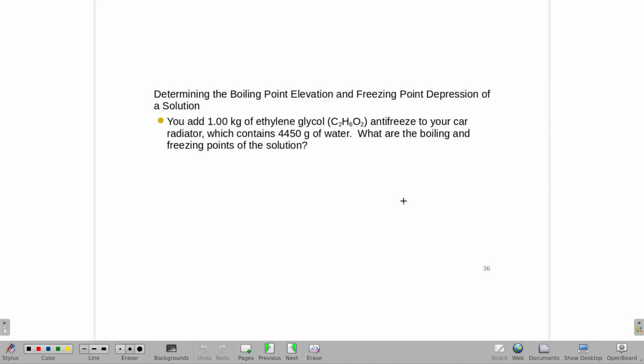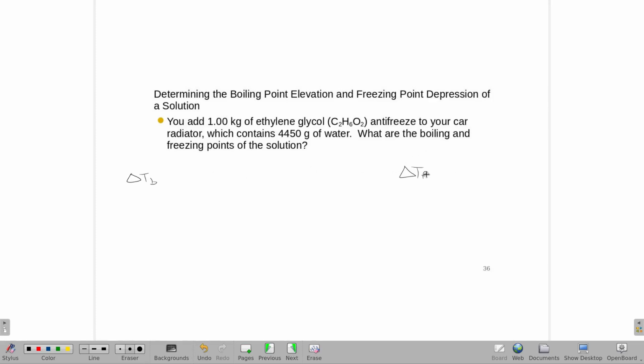All right, let's actually see what happens here if I were to just put a small amount of ethylene glycol in water in our car. So cars, this should be about 50-50. So if you had 4 kilograms of water, you should have about 4 kilograms of ethylene glycol. But here we've just put 1 kilogram of ethylene glycol in 4 kilograms of water. We want to see how that affects the boiling point and the freezing point.